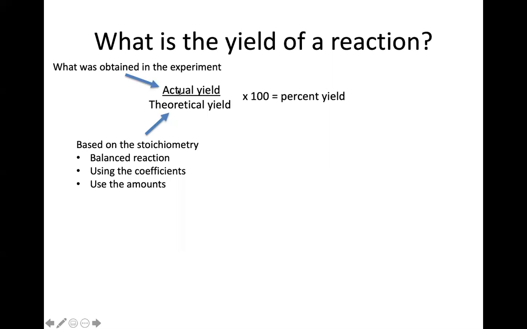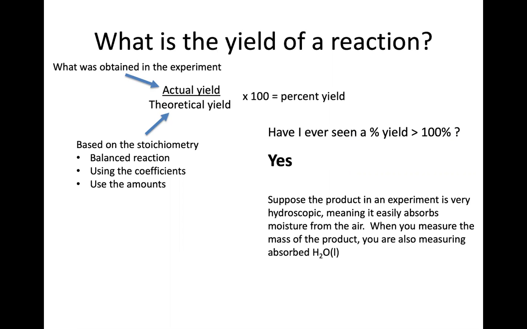So I want you familiar with all three of these terms: the actual yield, the theoretical yield, and how those combine to turn into a percent yield that you obtain. Now, sometimes students ask, can you have that be more than 100%? Have I ever seen a percent yield more than 100%? In truth, all of the time. This is a very common scenario.